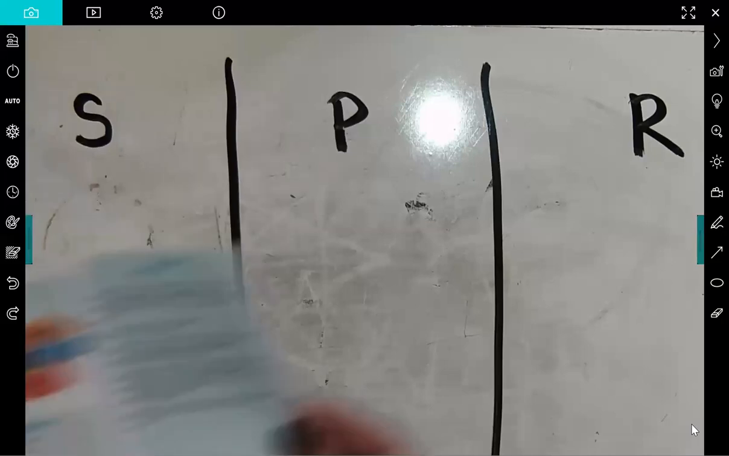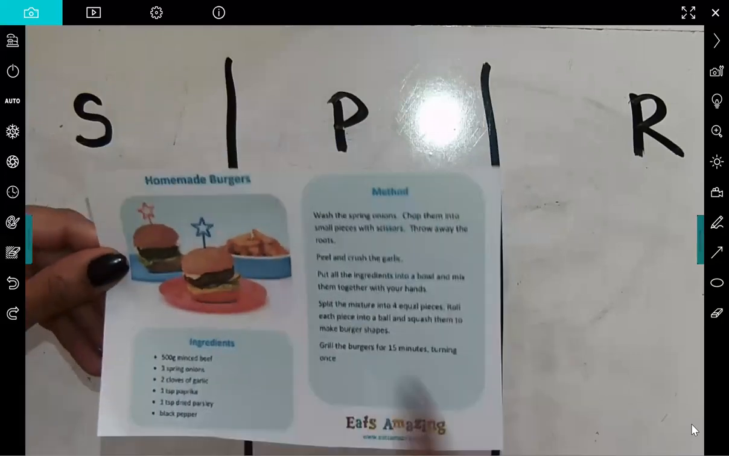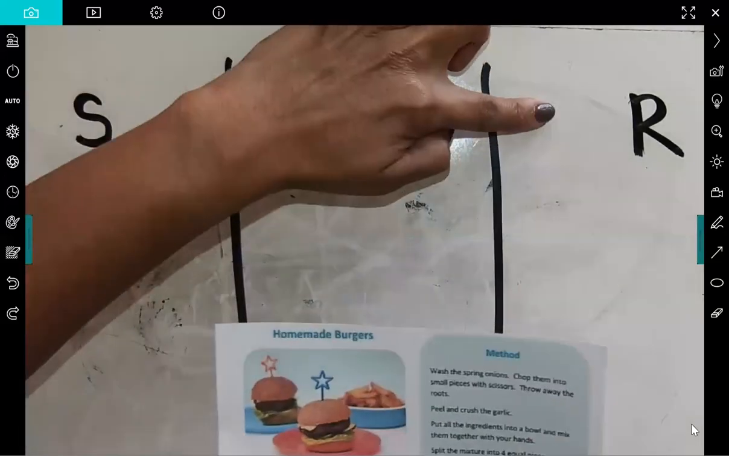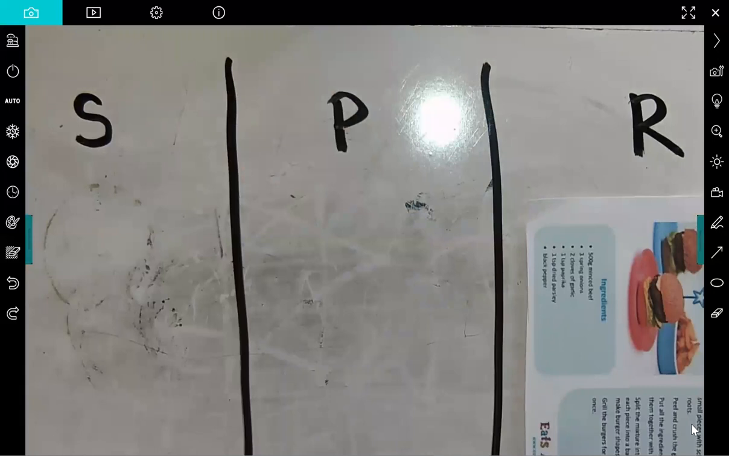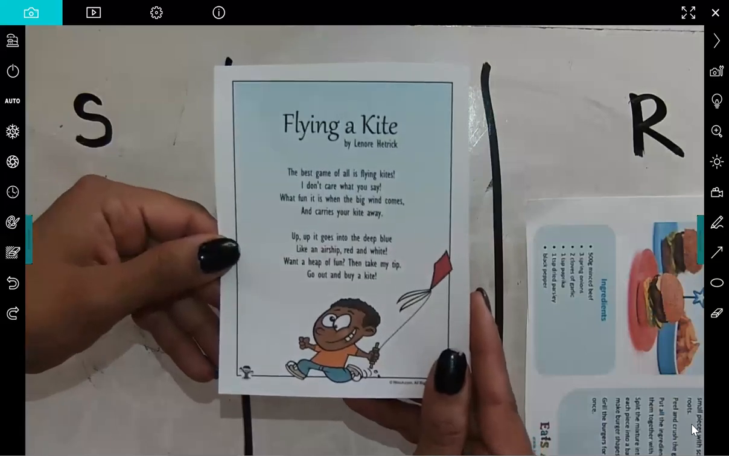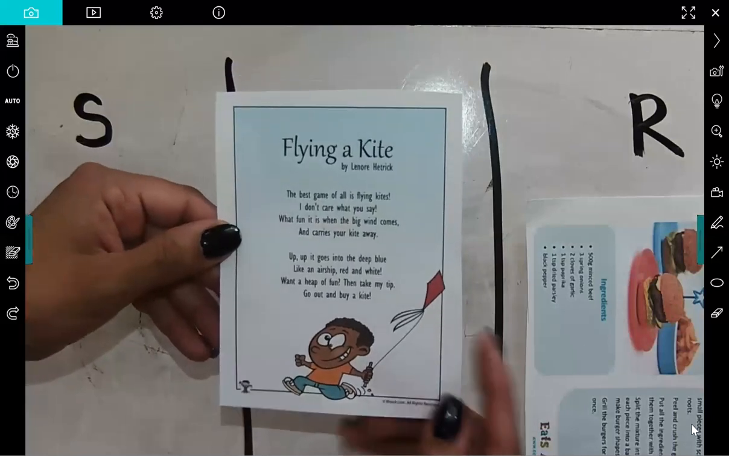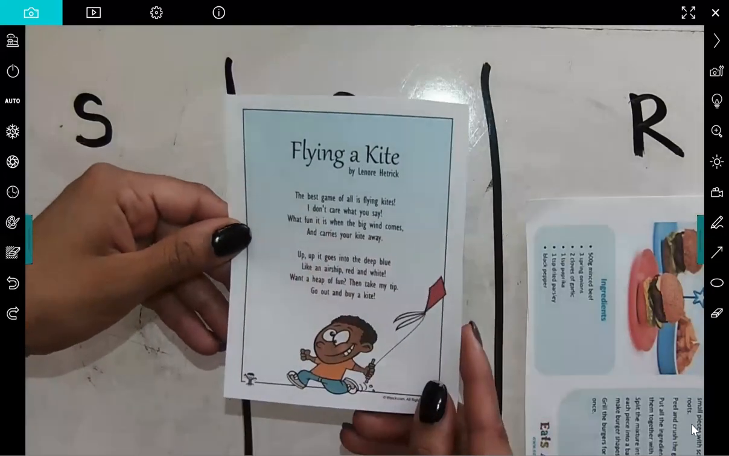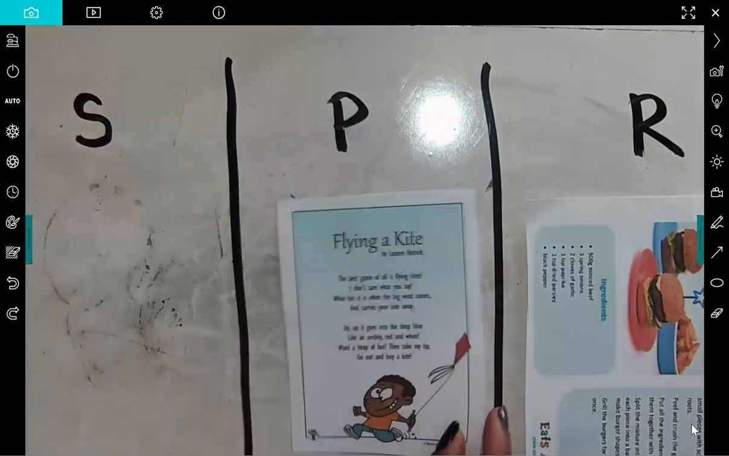So, oh, I can see a picture, I can see ingredients and steps on how to make something. Is this a story, a poem, or a recipe? If you said a recipe, ding, ding, ding, you're right. Okay, here is a short text with written words. It's written in lines. Flying a kite. It's about flying kites. It has a picture, but it's not a whole story. Did you say a poem?